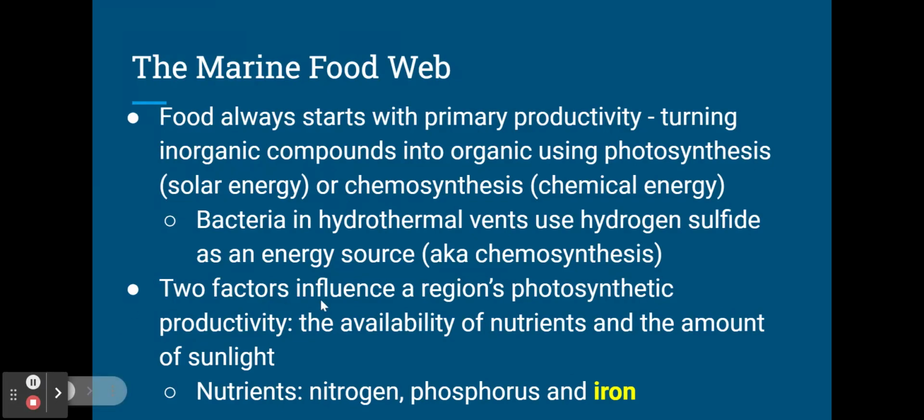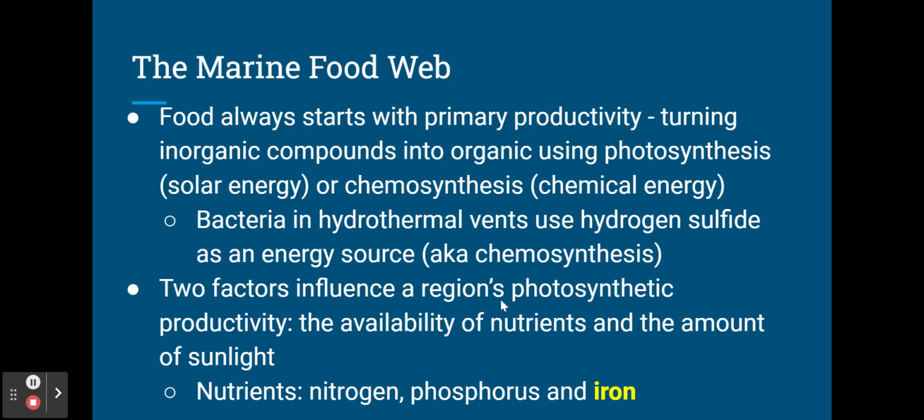Now, food always starts with primary productivity. It's basically organisms that can turn inorganic compounds like nitrogen, carbon, and phosphorus into organic compounds using photosynthesis. Basically, these are plants. There are also organisms that can do this using chemosynthesis, or chemical energy. Bacteria in these hydrothermal vents use something called hydrogen sulfide as an energy source, and so they can turn those inorganic compounds into energy and into organic compounds.